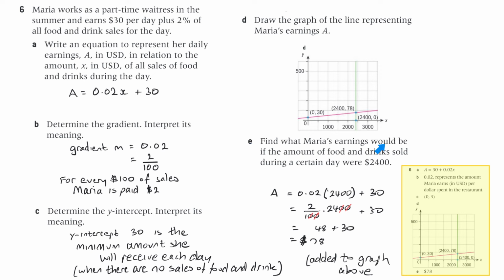E, find what Maria's earnings would be if the amount of food and drink sold during a certain day were $2,400. Well, we're going to use this, that's 2,400. 0.02 times 2,400 plus 30. That resolves to 48 plus 30, and that's 78. And then it was added to their answer, the graph from the back of the book there. So the point would be 2400. If you go up and hit that line, you should get to 78, because that'll be the earnings. That's from the book.